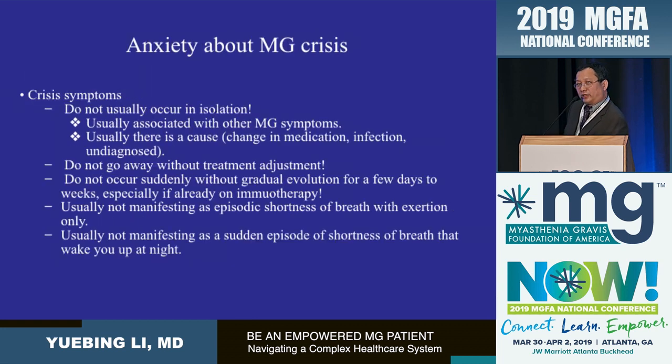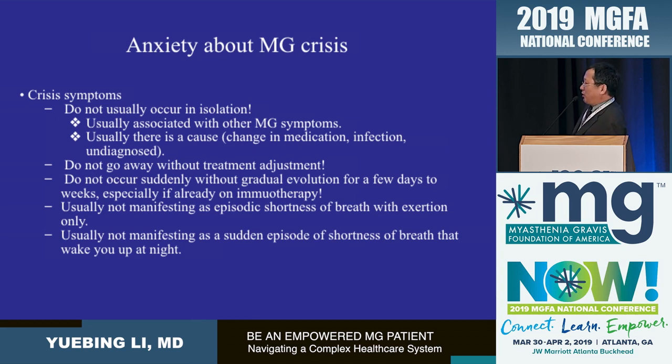There are a few things to say about the MG crisis. There is a lot of anxiety about this, and I just want to clarify it. The myasthenia gravis crisis does not usually occur in isolation. It is usually associated with other MG symptoms like speech problems and swallowing problems. Usually there is a cause. It cannot come from nowhere. It cannot come from an argument with your wife or husband. Generally that doesn't do it.